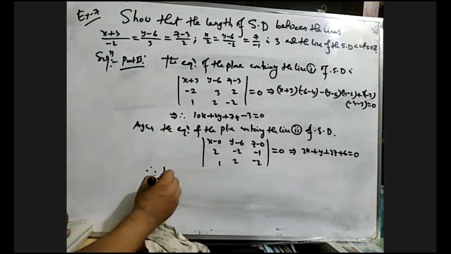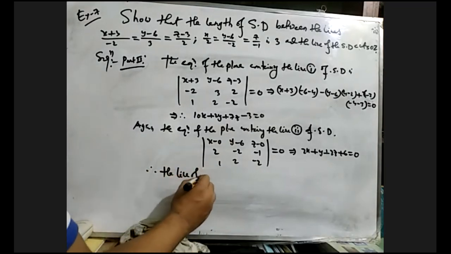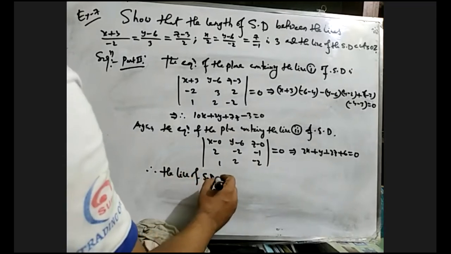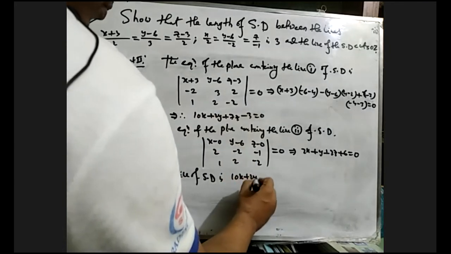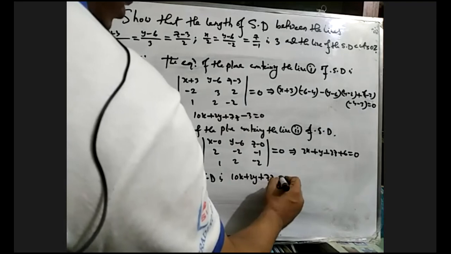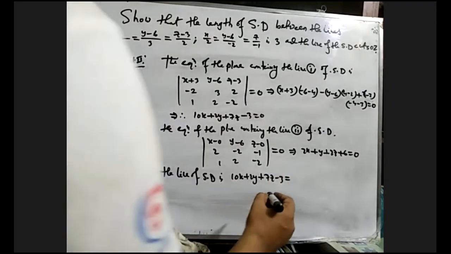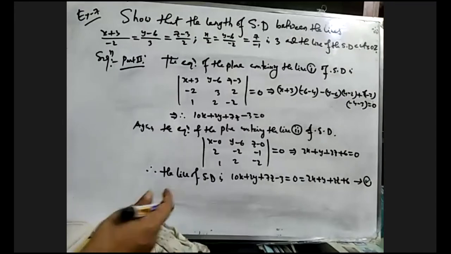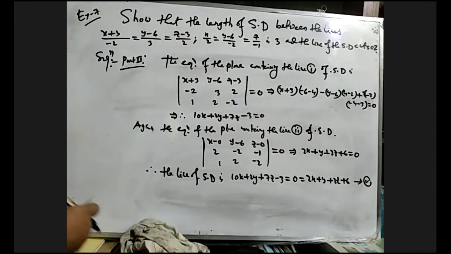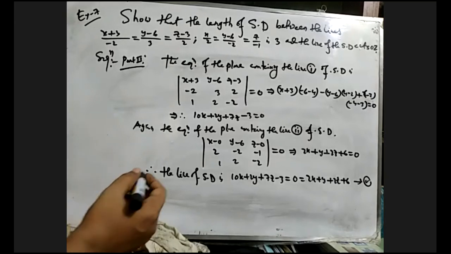Therefore, the line of shortest distance is, from the first plane, 10x plus twice y plus 7z minus 3 equals 0, and twice x plus y plus twice z plus 6 equals 0. This is equation number 5, from our previous serial number of equations.